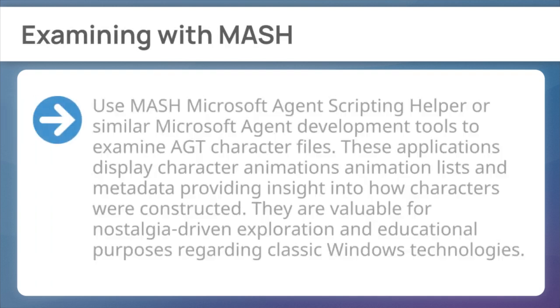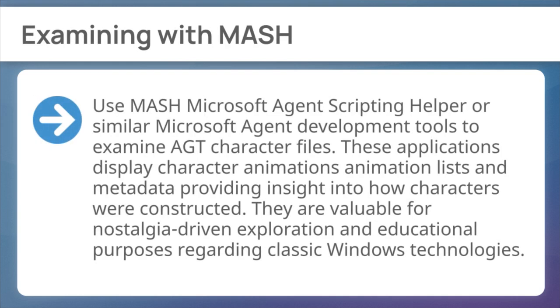Finally, examining with MASH. Use MASH, Microsoft Agent Scripting Helper, or similar Microsoft Agent development tools to examine AGT character files. These applications display character animations, animation lists, and metadata providing insight into how characters were constructed. They are valuable for nostalgia-driven exploration and educational purposes regarding classic Windows technologies.